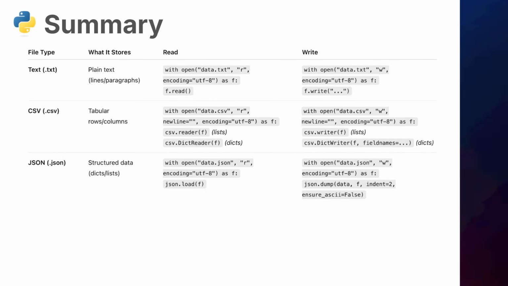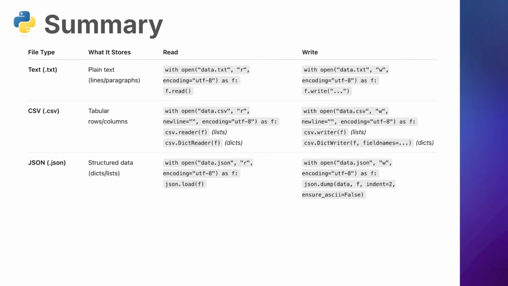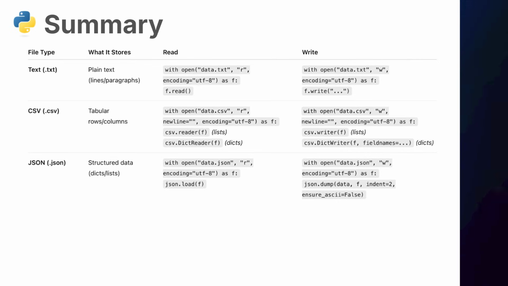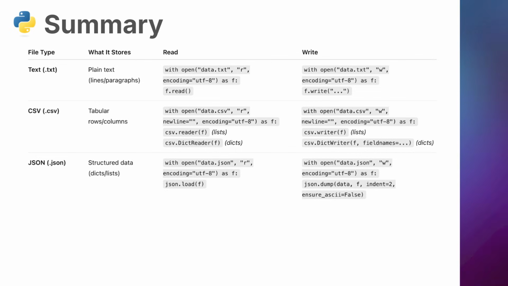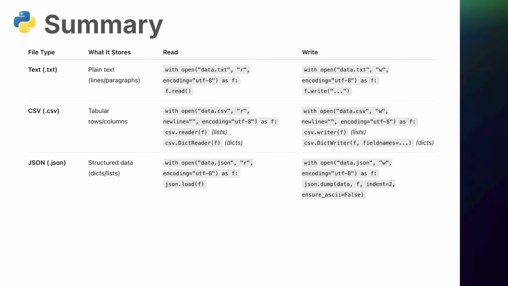Here's a summary of everything we've learned about file handling. You now know how to work with the 3 most common file types in Python, and the patterns are almost identical. First, text. Use it for plain lines and paragraphs. Open using with open as f, then either f.read to bring everything in or f.write to save text out.